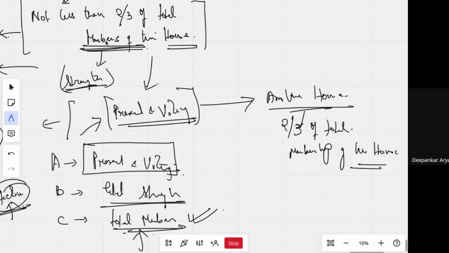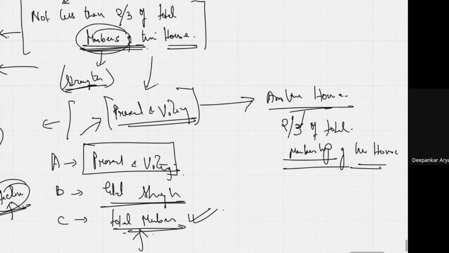Now, in one it has been said total members. Now here membership, what is the distinction then? Is it the same thing or is it a different thing? Tell me.